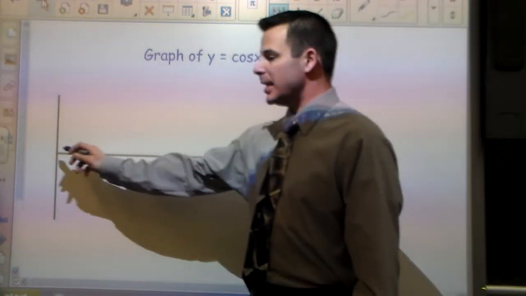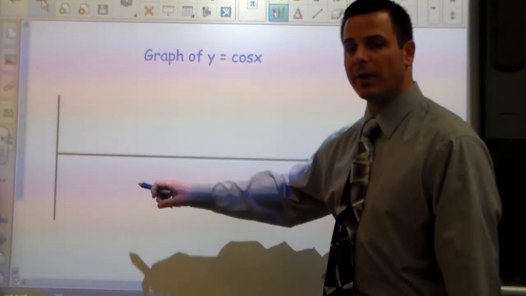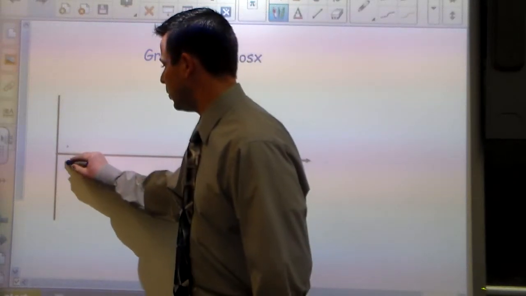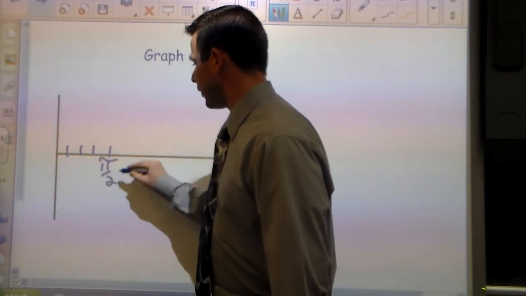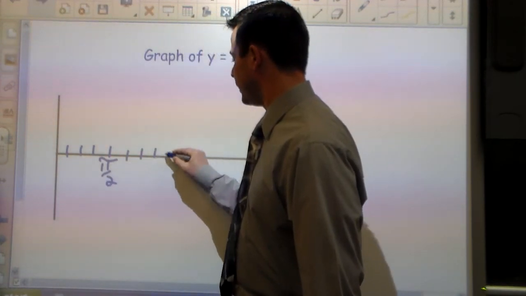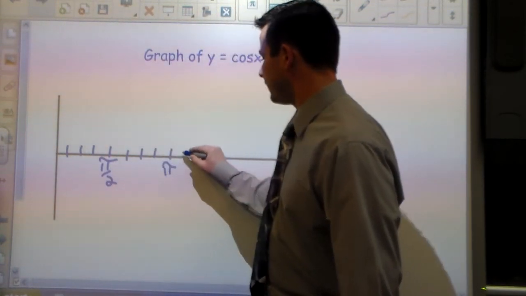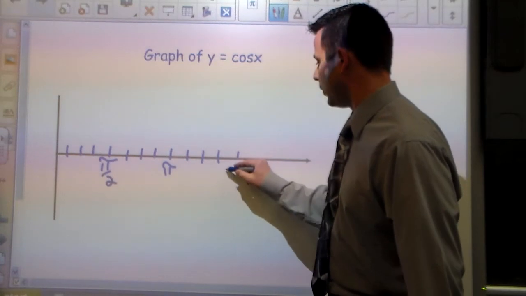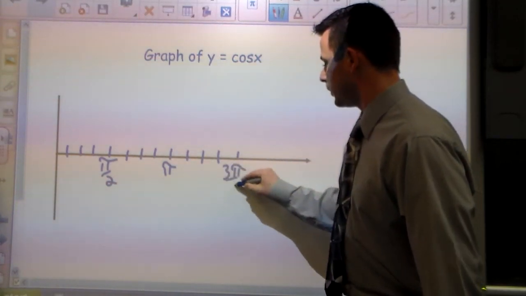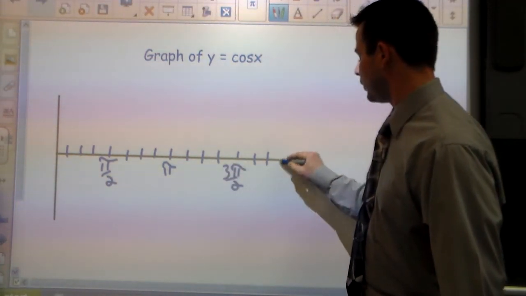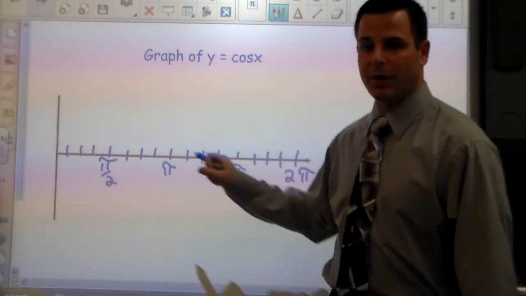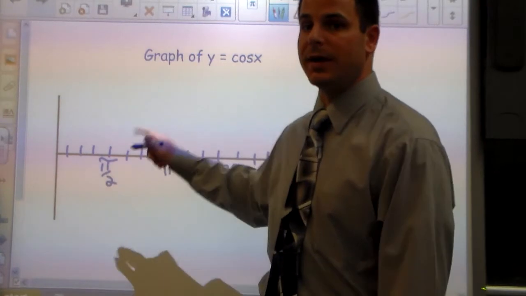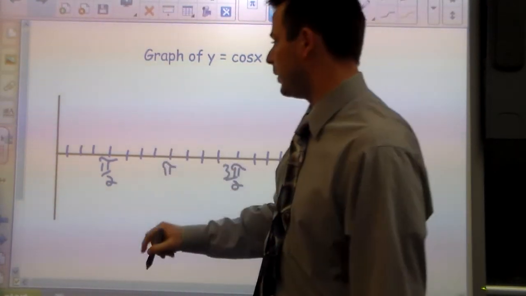Again, we're going to separate each 90 degrees by 4 boxes. 1, 2, 3, 4, pi over 2. 1, 2, 3, 4, pi. 1, 2, 3, 4, 3 pi over 2. 1, 2, 3, 4, 2 pi. Every 4 boxes is another 90 degrees expressed in radian measure. Make sure you express it in radians.